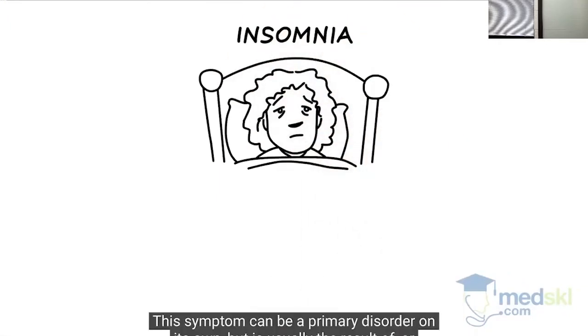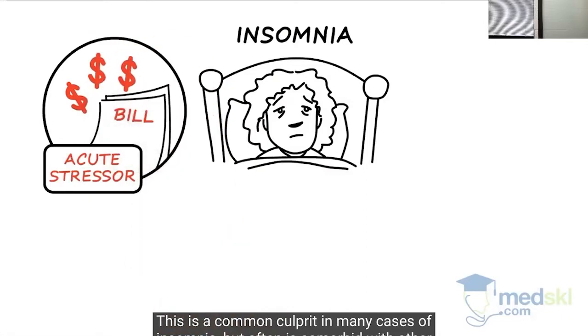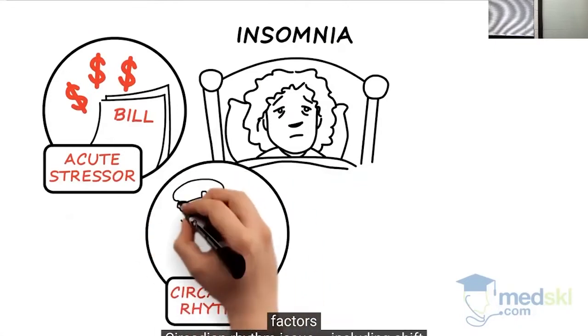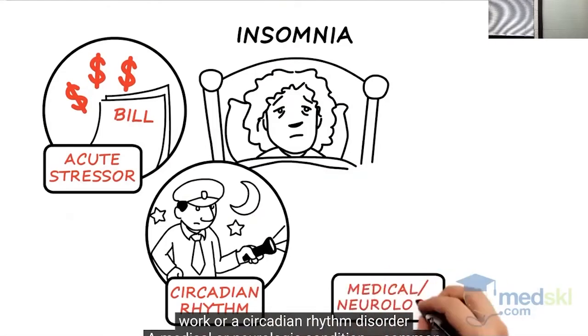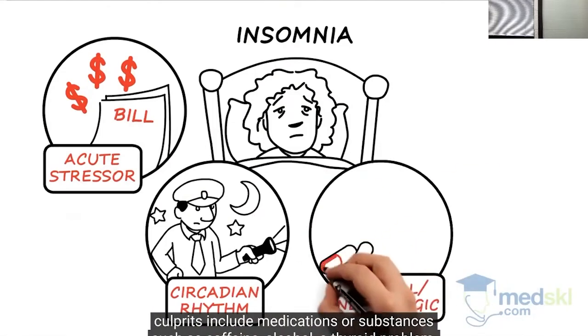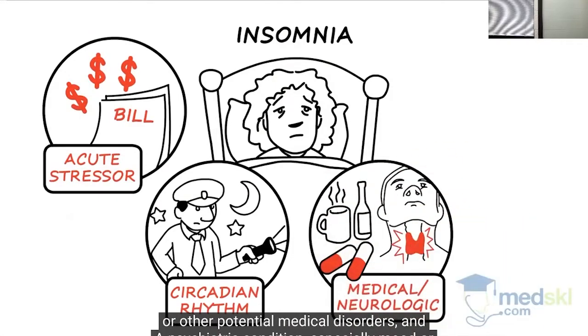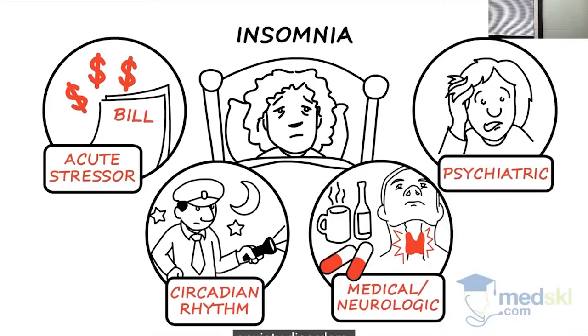On the other hand, sometimes patients complain of difficulties initiating or maintaining sleep, or insomnia. This symptom can be a primary disorder on its own, but is usually the result of or exacerbated by one or a combination of 4 factors. 1. An acute stressor. This is a common culprit in many cases of insomnia, but often is comorbid with other factors. 2. A circadian rhythm issue, including shift work or a circadian rhythm disorder. 3. A medical or neurologic condition. Common culprits include medications or substances such as caffeine, alcohol, a thyroid problem, or other potential medical disorders. And 4. A psychiatric condition, especially mood or anxiety disorders.